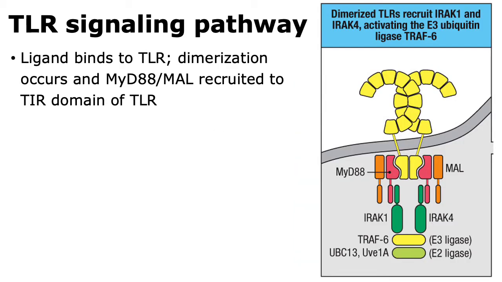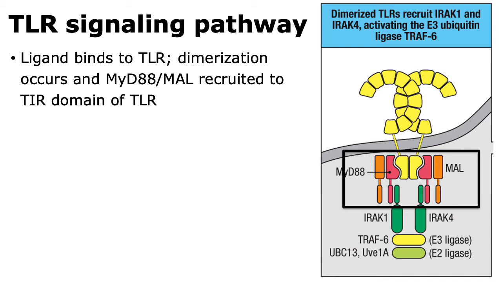The TLR signaling pathway is initiated when a pathogen-associated molecular pattern, which is the ligand, is able to bind to the leucine-rich repeats of the toll-like receptor. This binding induces dimerization of the receptors and brings the TLR domains in the cytoplasm close to one another. These TLR domains can then form binding sites to adapter proteins like MYD88.